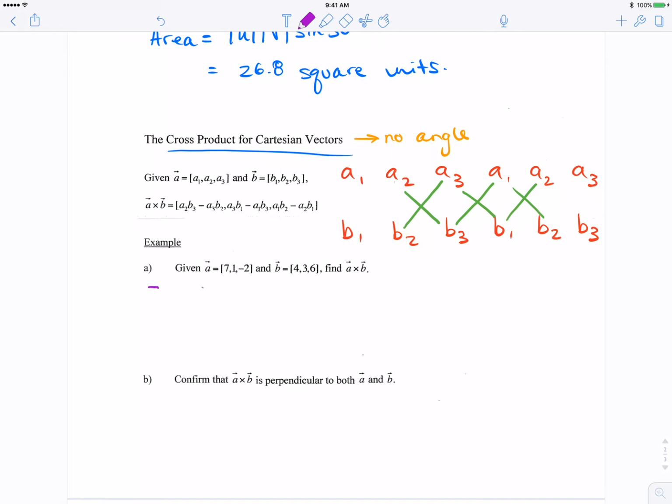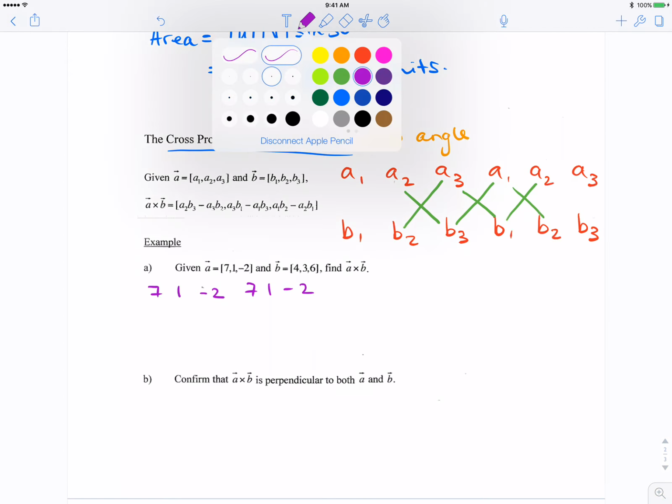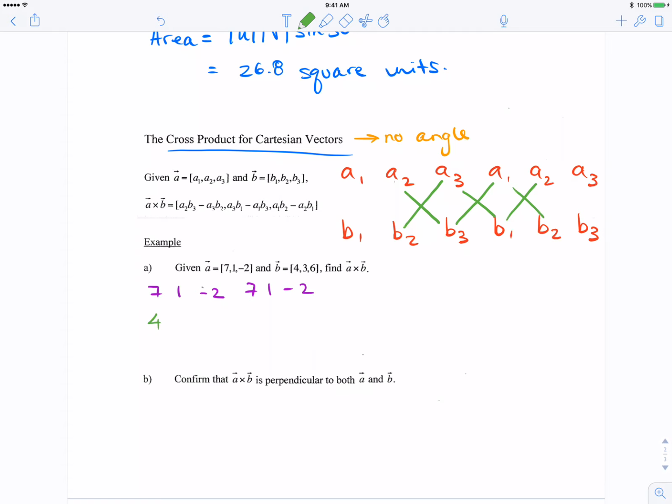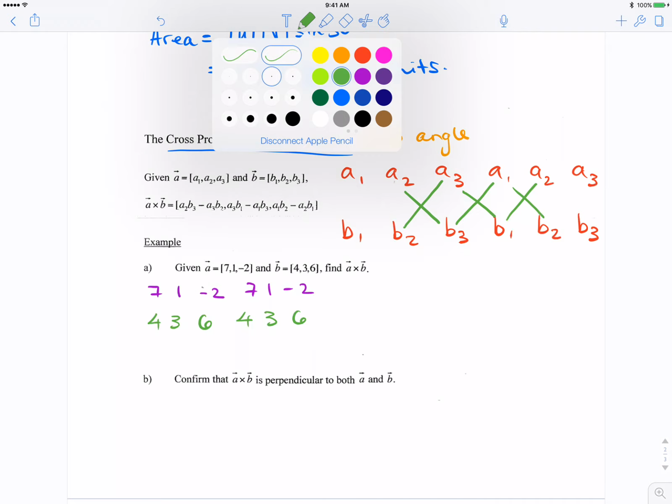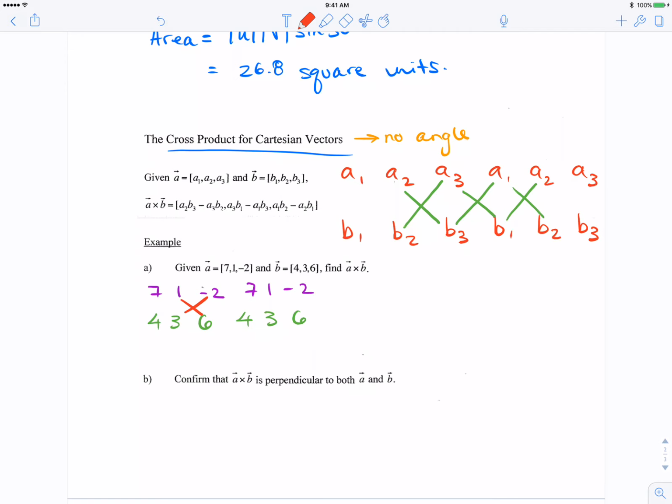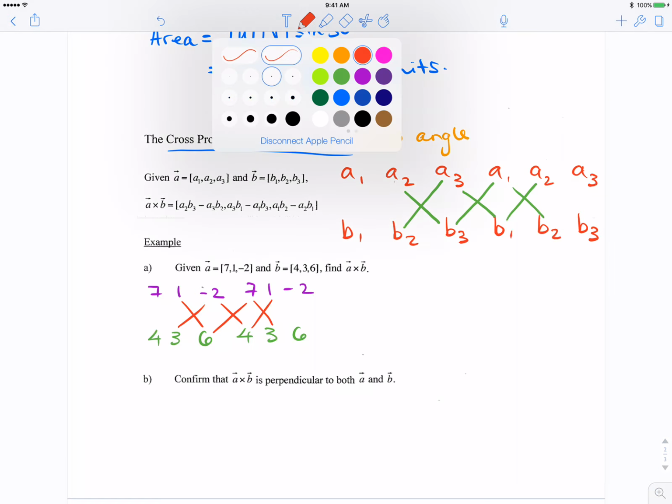Please write out your 7, 1, negative 2. We write out the bottom components. I'll switch colors for no reason. 4, 3, 6. I draw my crosses in right away, and I'm just going to give them a little more space. And then I go back and I do the work. So for me, that's the perfect way to do it. Draw in my 3 X's, 3 components, 3 X's. And we're going to write our cross product out.